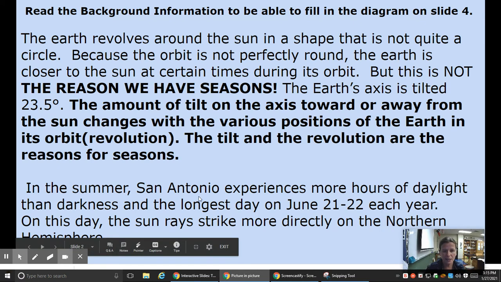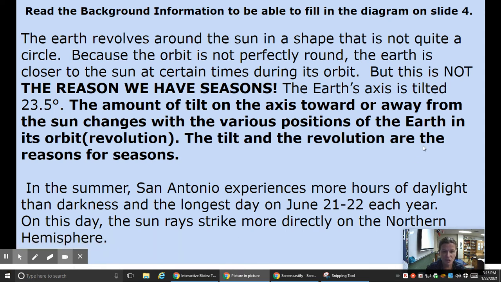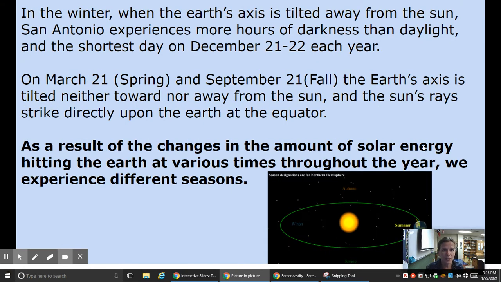In summer, San Antonio experiences more hours of daylight than darkness, and the longest day on June 21st and 22nd each year. On this day, the sun's rays strike more directly on the northern hemisphere. In winter, the Earth's axis is tilted away from the sun. San Antonio experiences more hours of darkness than daylight, and the shortest day on December 21st and 22nd each year.